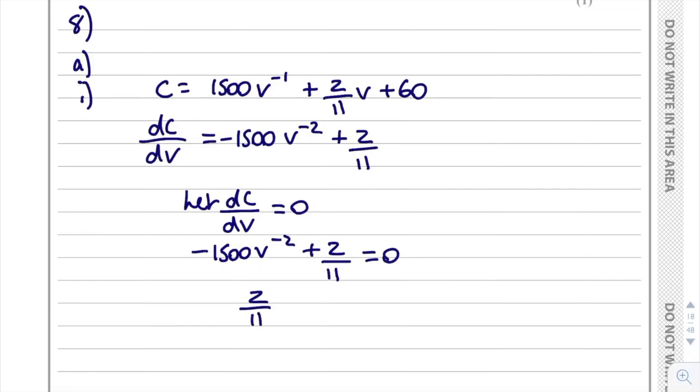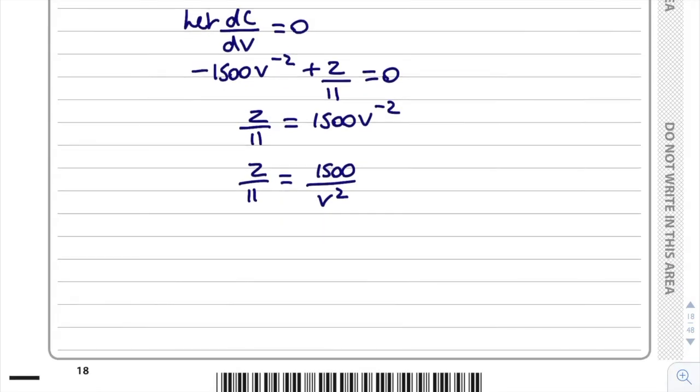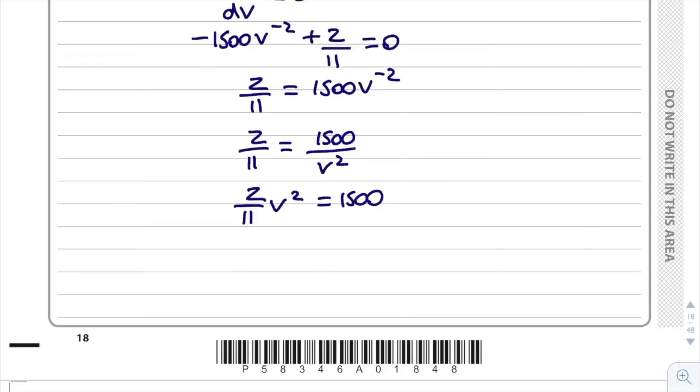So I get 2 over 11 equals 1500 v to the power minus 2. Now I'm going to rewrite that as 2 over 11 equals 1500 over v squared. And now what I can do is multiply both sides of the equation by v squared. So I get 2 over 11 v squared equals 1500. And then I can multiply both sides of the equation by 11 and then divide by 2. So I'll get 1500 times 11, divide that by 2, gives me v squared equals 8,250.